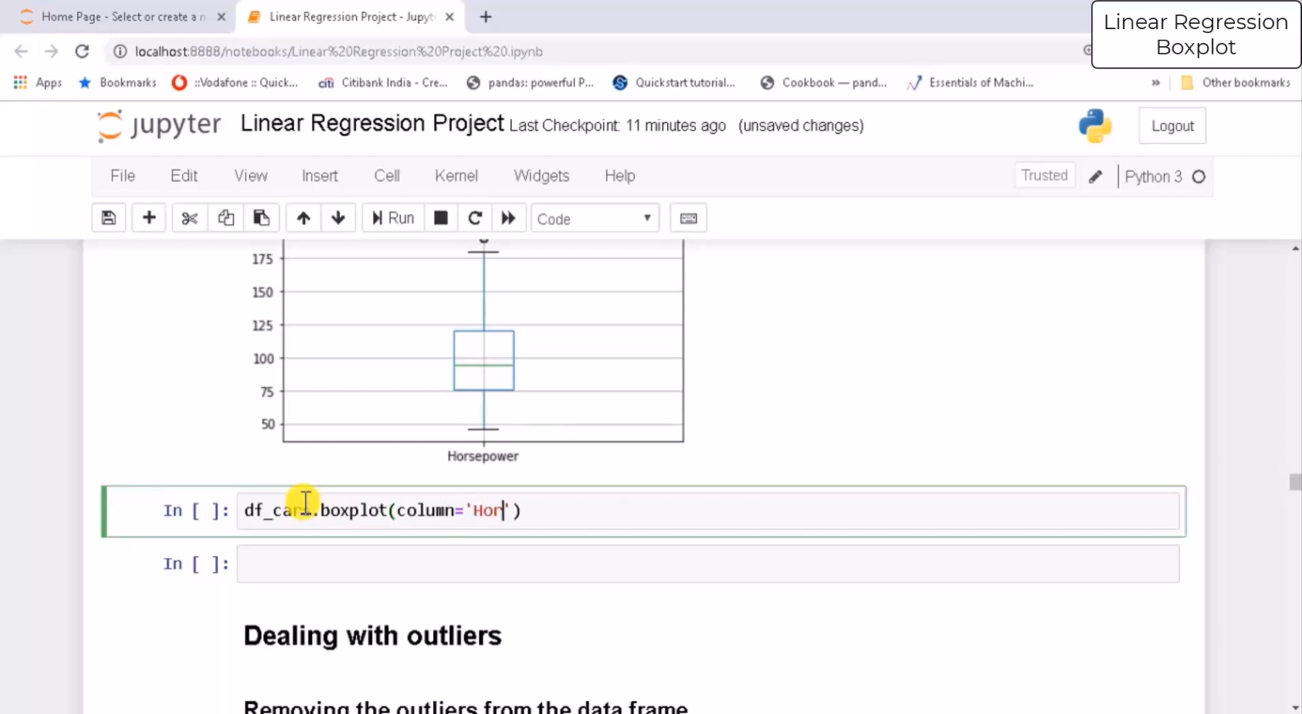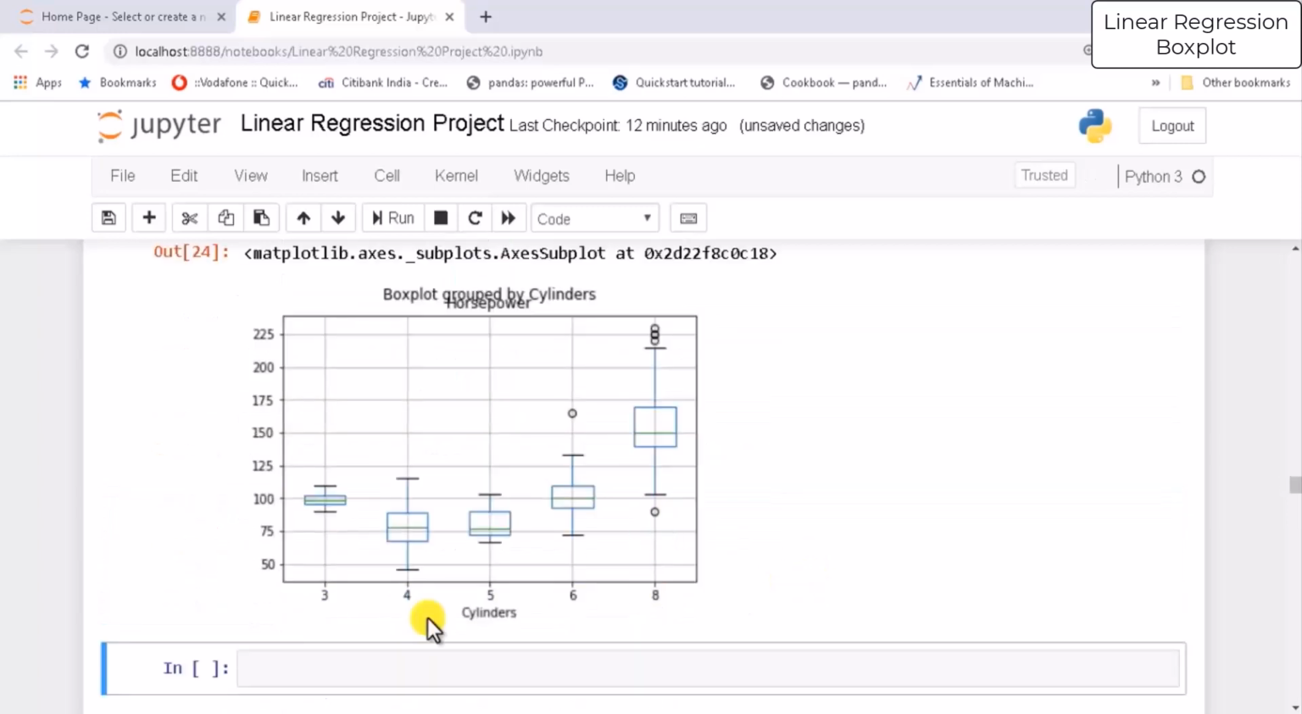Column horsepower, go to the next position, by equal to cylinders. So shift, enter. So here we have the other one.